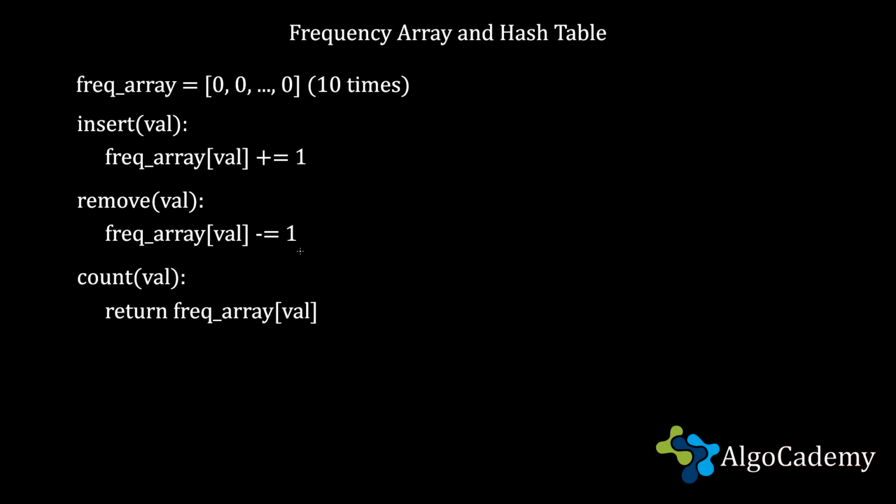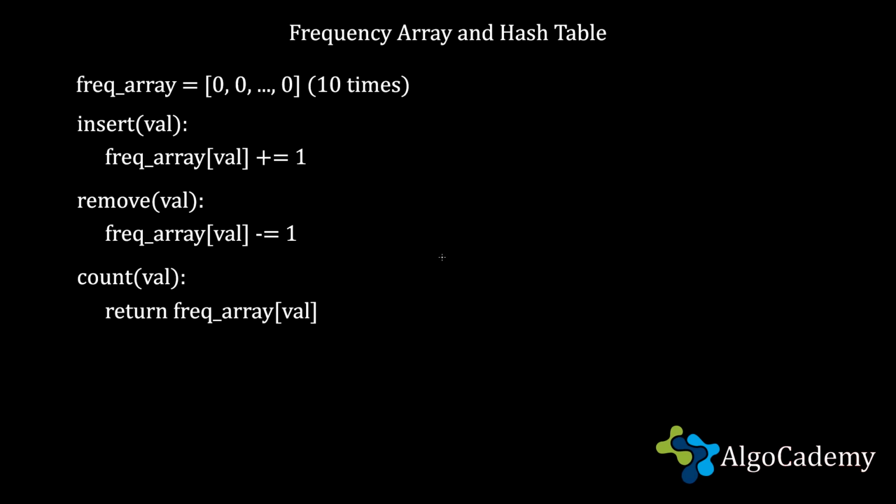And when we want to count how many times the value val appears in the collection, we are just going to return the frequency array of val. Each time we get a call, we just call the proper function and get the answer so quickly. Now let's compute the time complexity of our algorithm.